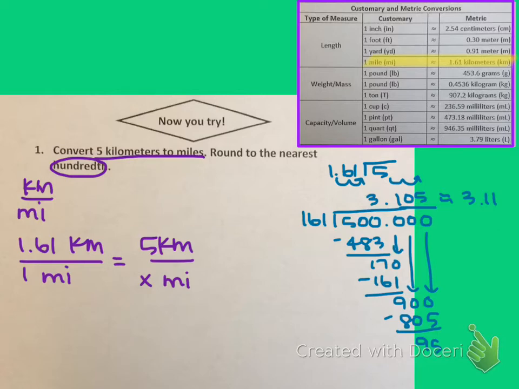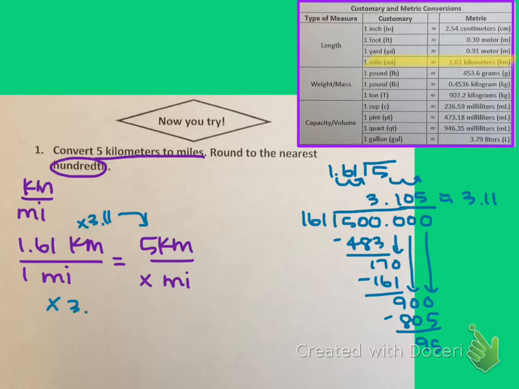And we were trying to see how many times 1.61 went into 5. Remember, we had to move the decimal, so that's why I said 161 and 500. Same principle applies. If I multiply 1.61 times 3.11, I will get 5. So because I did that on the numerator, I have to do the same thing on the denominator.